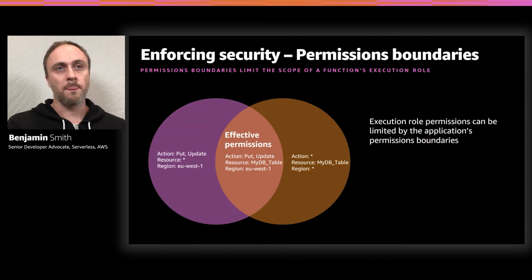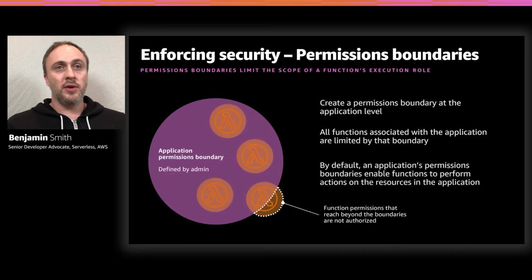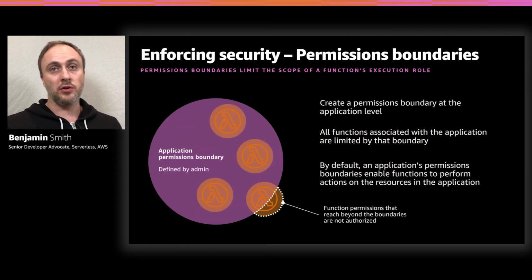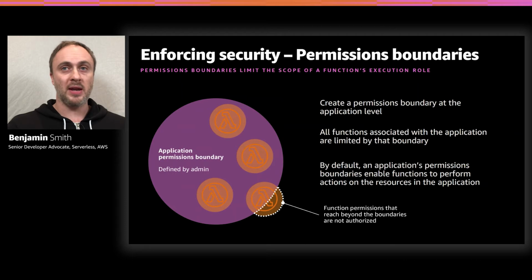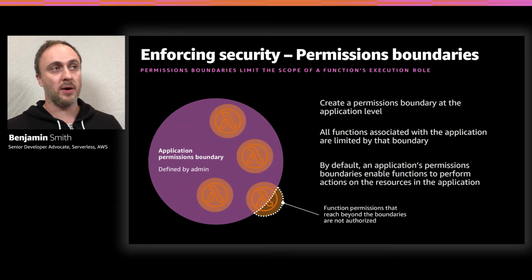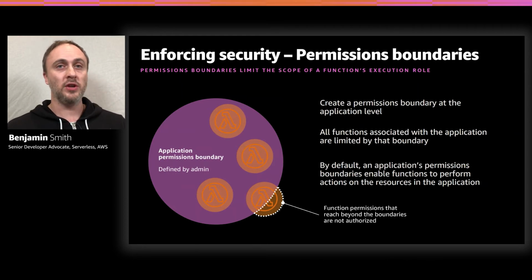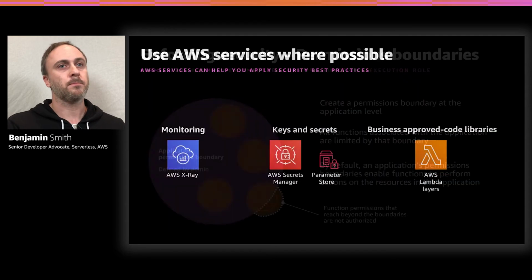security permissions. And when this becomes really useful is if you start to scale this out across multiple Lambda functions. So each bounded by an application permission boundary defined by an admin user, and each with their own resource policy and execution role, then a function's permissions that reach beyond that boundary are still not authorized. So that lets you safely scale out permission boundaries to multiple Lambda functions that comprise your application.